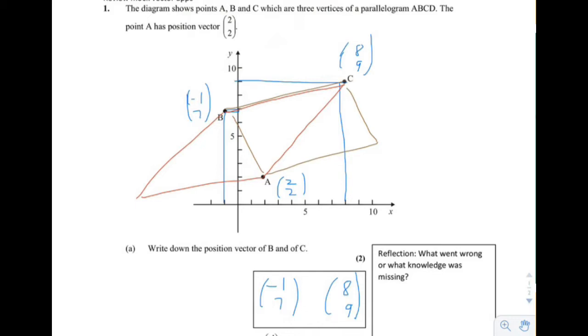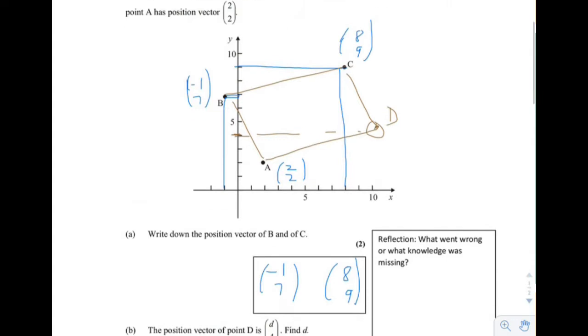They said that the point D is something comma 4, which means the y coordinate of the fourth vertex is at this height. So it can't be that one. It's got to be this one, right? Because that's about at the height of 4. So we're going to erase this. So D is going to be about here. It's going to be something, 4.